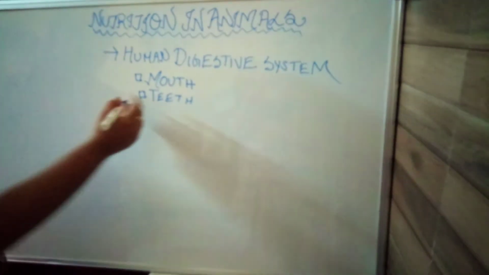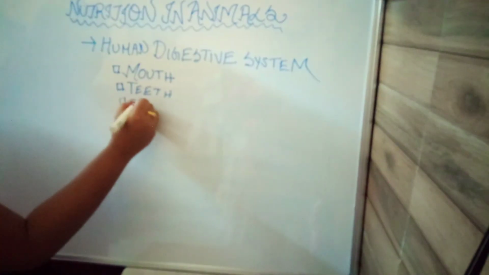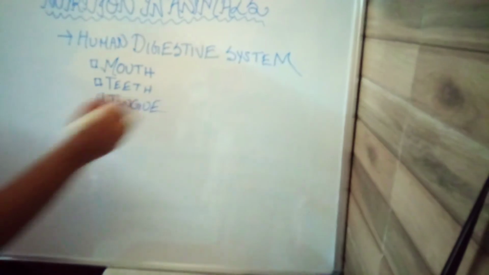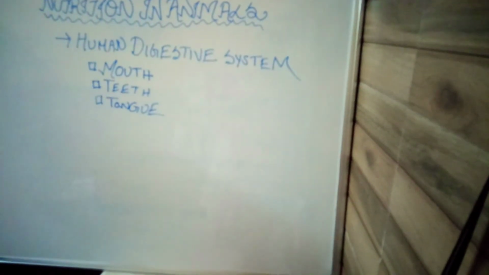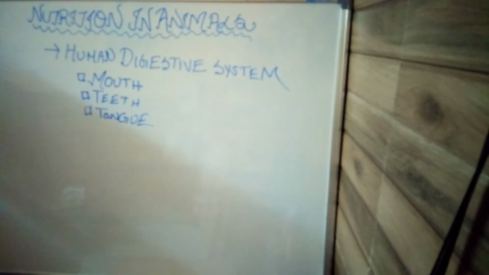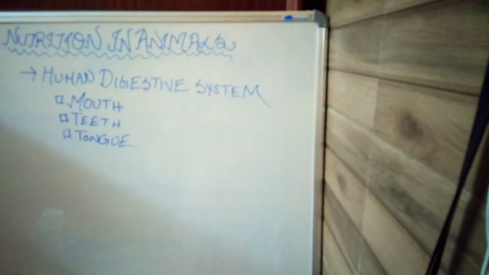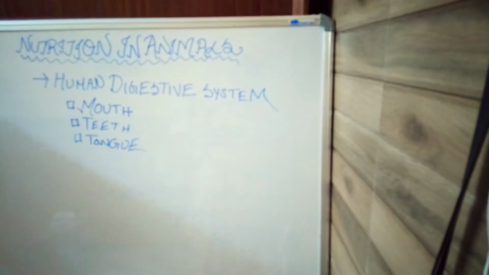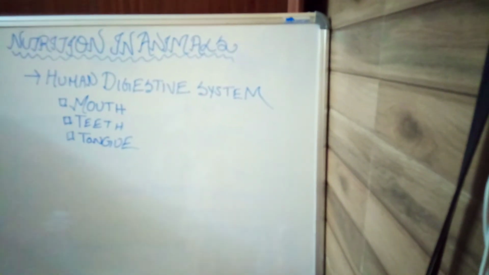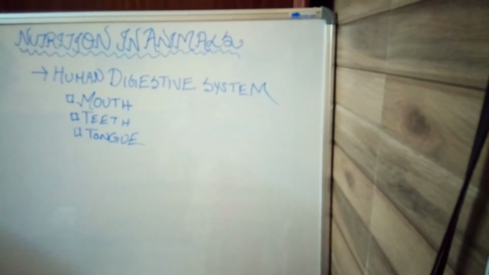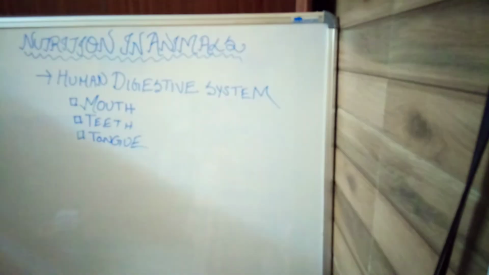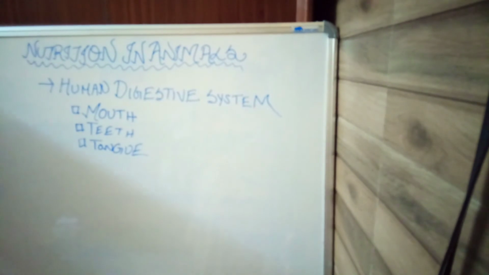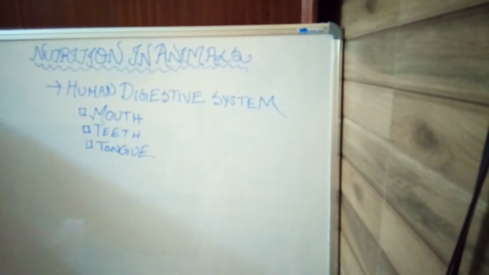Next comes the tongue. Now tongue is a muscular organ that helps to mix the food with the saliva. So tongue also contains taste buds, okay, which help us to detect the taste of the food, and it also helps in the power of speech. Okay, now it comes the pharynx and epiglottis.